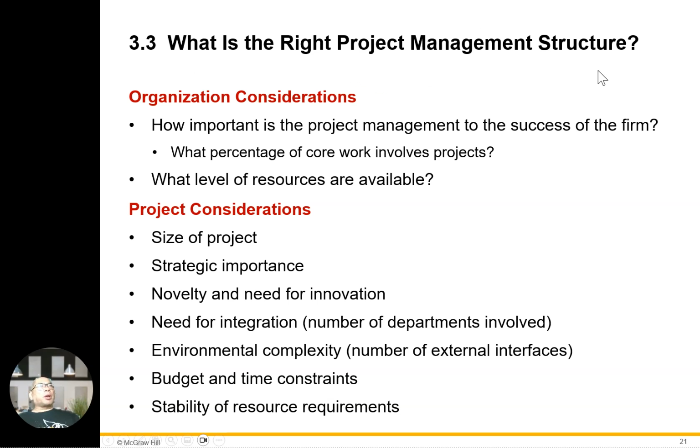What is the right project management structure? Organizations start considering how important project management is to the success of the firm. What is the percentage of the core work involved in projects? What level of resources is available? The project considered includes size of project, strategic importance, novelty and need for innovation, need for integration, environment complexity, budget and time constraints, stability, and resource requirements.